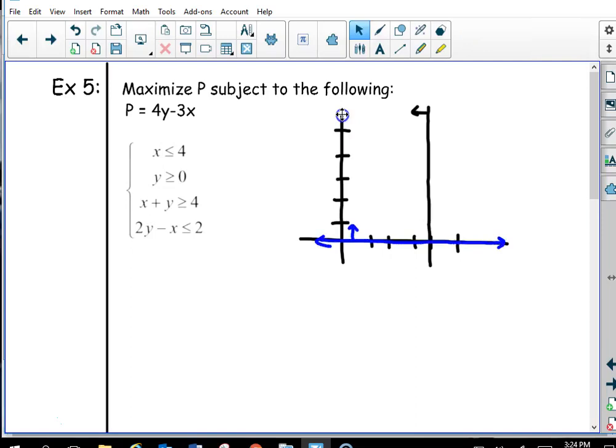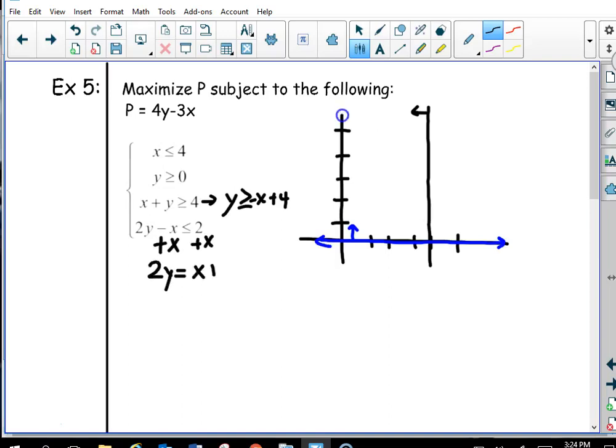Okay, and I've got a couple of equations I need to solve for y. On the first one, if I just subtract x, I get y is greater than or equal to negative x plus 4. And let me do a little algebra on this one. Y is equal to 1/2 x plus 1.